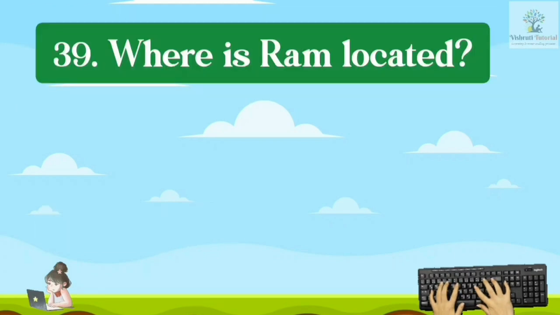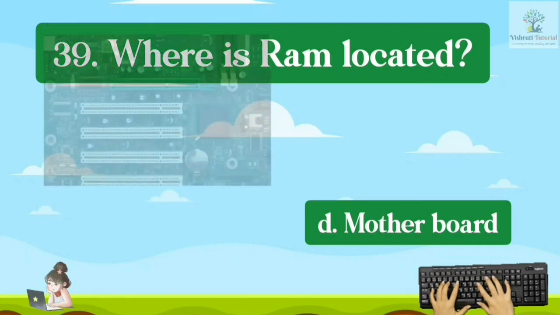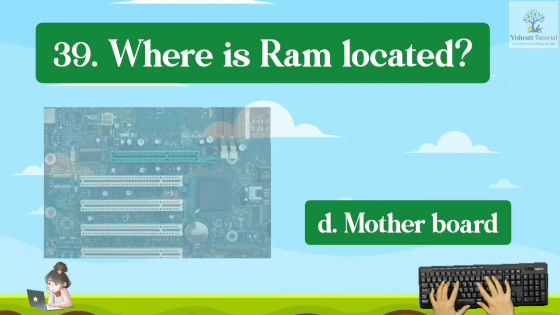Question number 39. Where is RAM located? Options: A. External drive, B. Internal drive, C. Hard disk, D. Motherboard. And the correct answer is D, motherboard. Random access memory is located in motherboard.